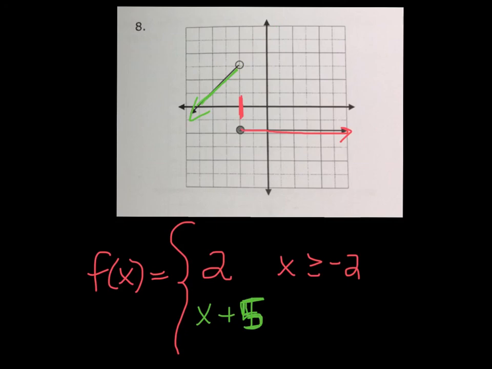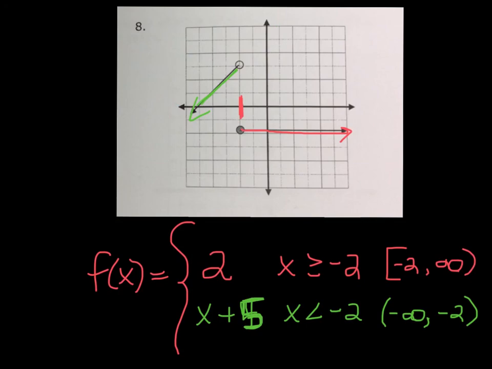Okay, now, where do I want that? What x is? Well, it starts at negative 2 and it goes all the way to the left. So I'm going to write x has to be less than, because it's an open circle, negative 2. Now, you could write these another way. Don't forget, I can do negative infinity to negative 2. And I could also do negative 2 included to positive infinity. Either way, they both work.